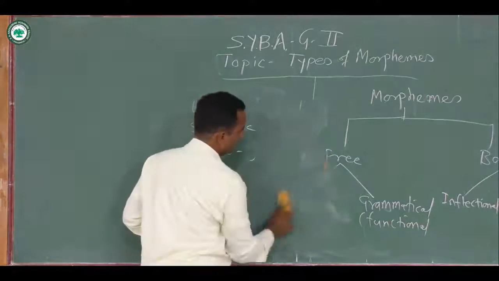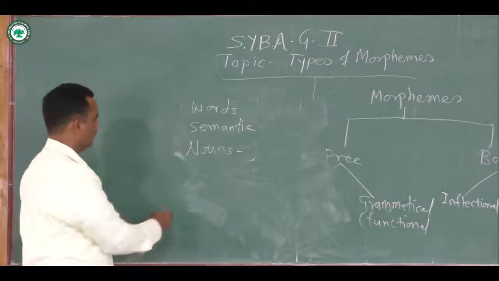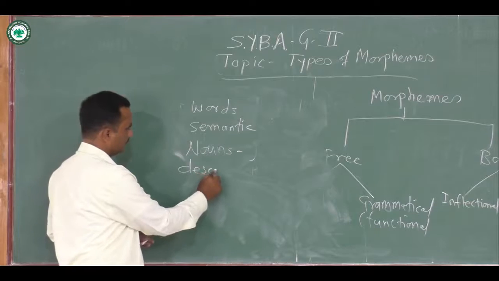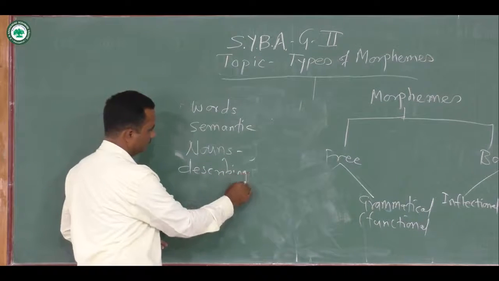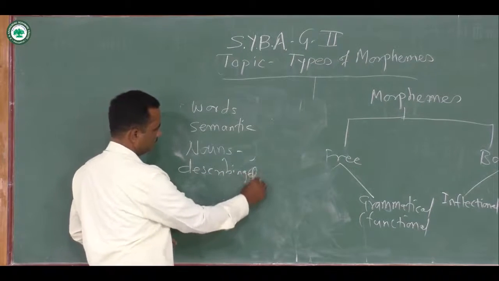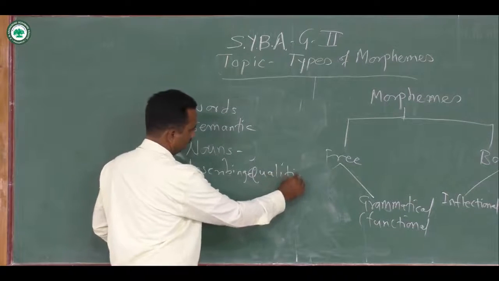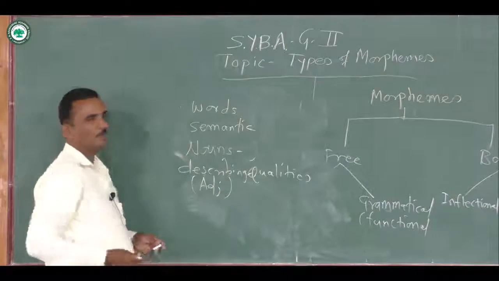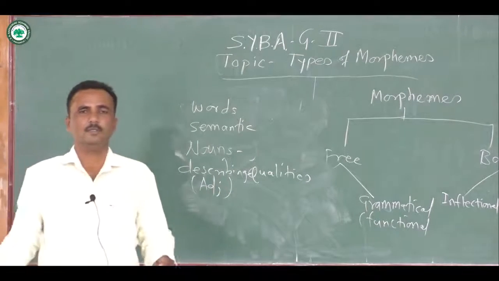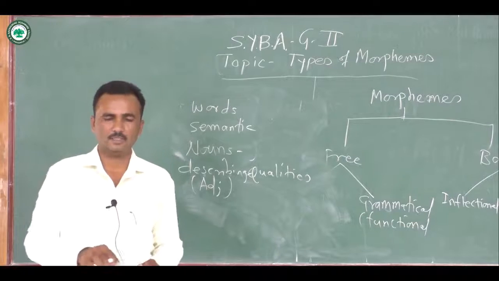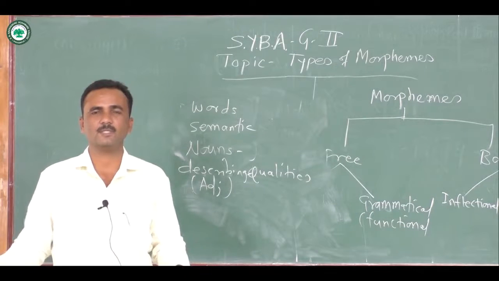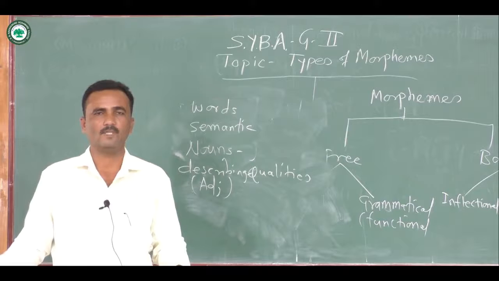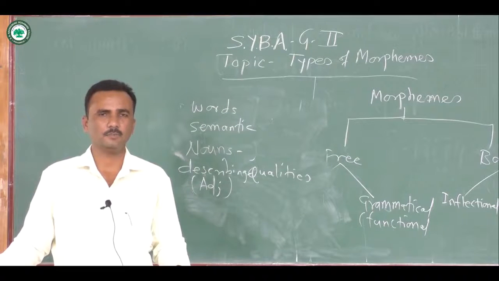Then describing qualities means adjective. In adjective we describe qualities. An adjective tells something specific or special about the noun. For example, tall, handsome, beautiful, gallant. These are the adjectives.